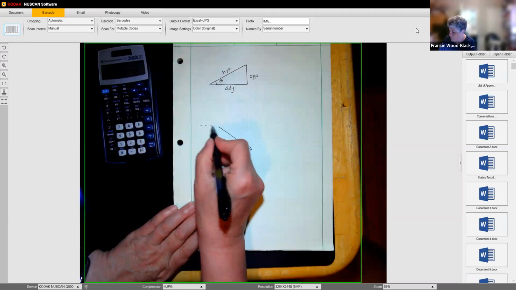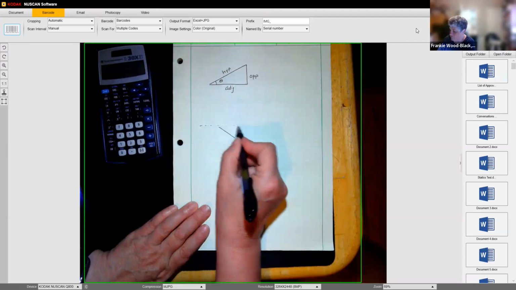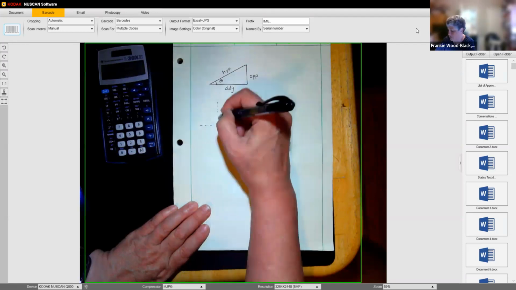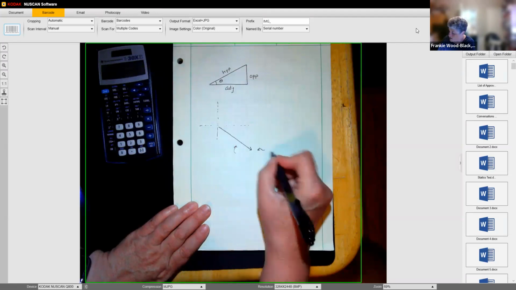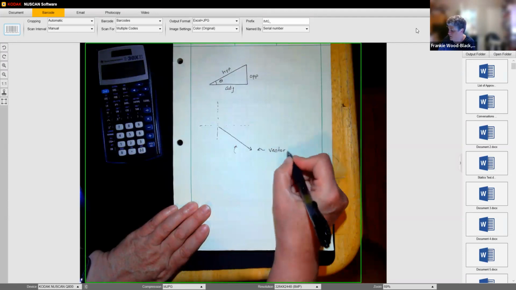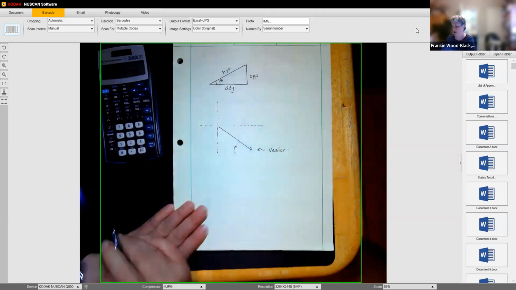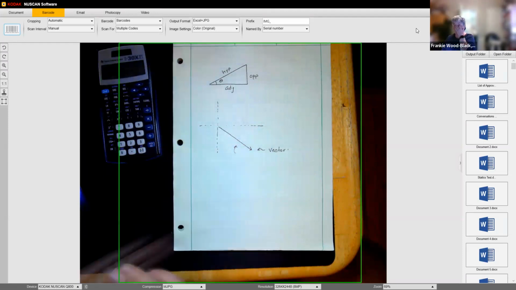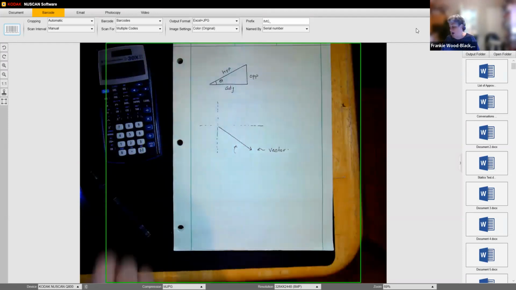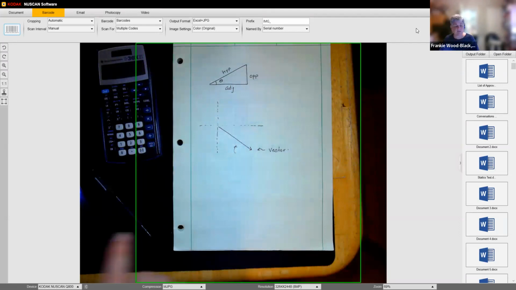I'm going to give myself a coordinate system. This vector is just pointing to a position, all right? This vector is just pointing to a position. So I'm going to actually write this vector in a different kind of notation.